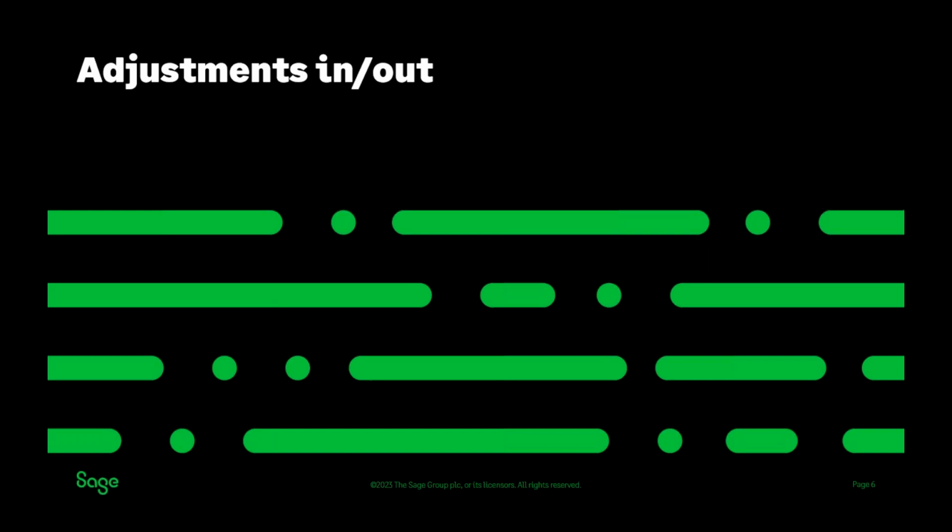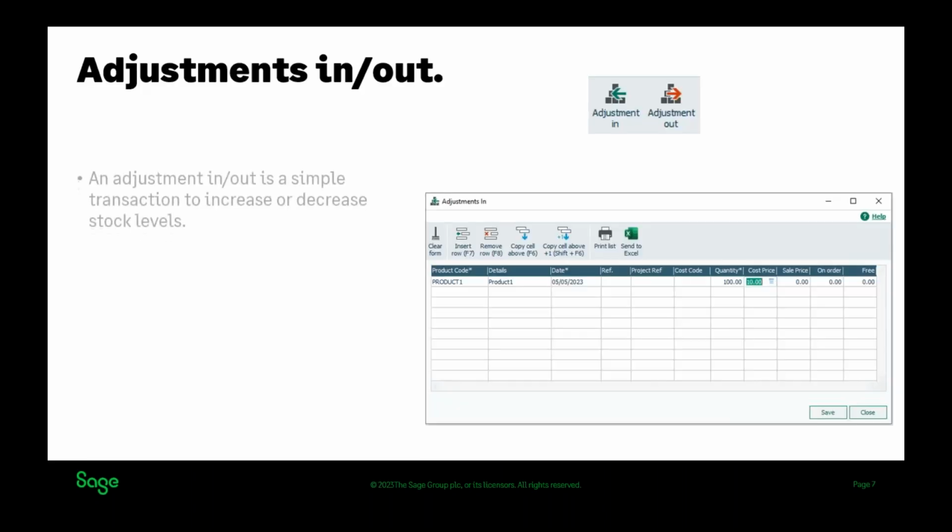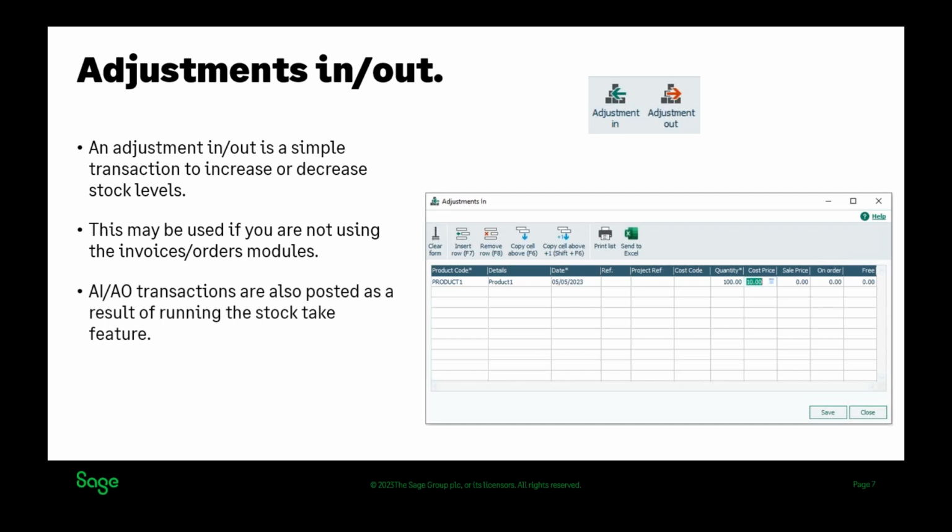Okay, so the first one is the simplest one. It's your adjustments in and your adjustments out. Now this option is found at the top of your products and services module. And what this will simply do is it will allow you to specify how many items you want to adjust in or out. It is also the type of transaction that is recorded when you do a stock take.